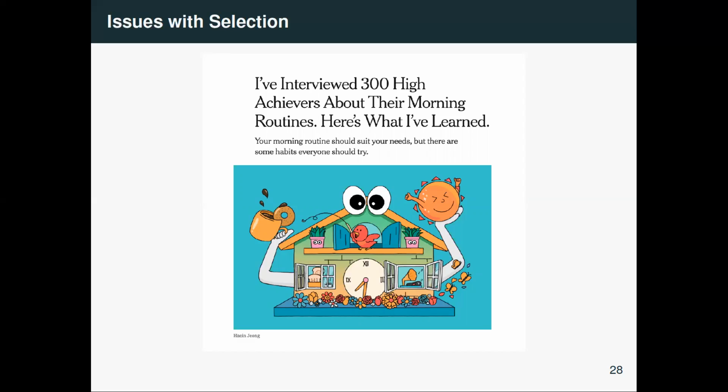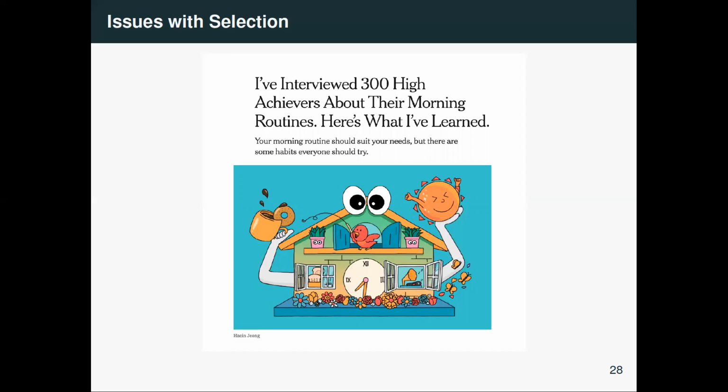The problem here is that the reporter only talked to high achievers, so we don't have a proper counterfactual or comparison group. So you may talk to a bunch of overachievers and find that all of them brush their teeth in the morning. Then you can draw a conclusion and wrongly say that brushing your teeth will help you do better, to achieve higher in education or a job or whatever it is. But this is simply not true.